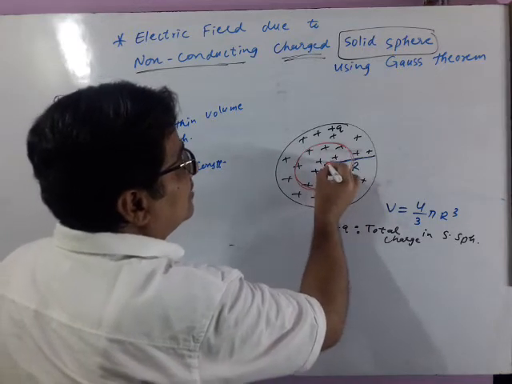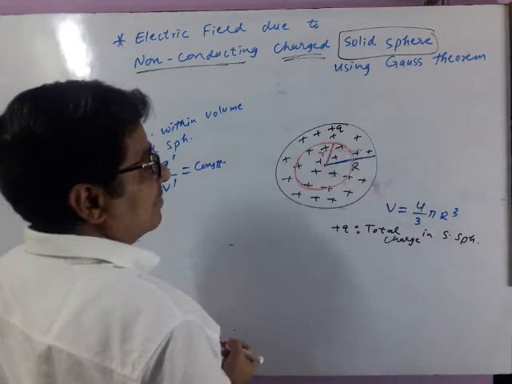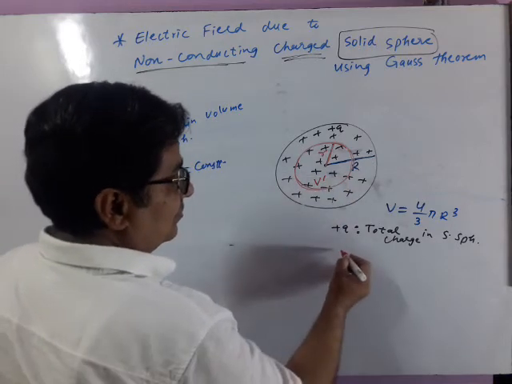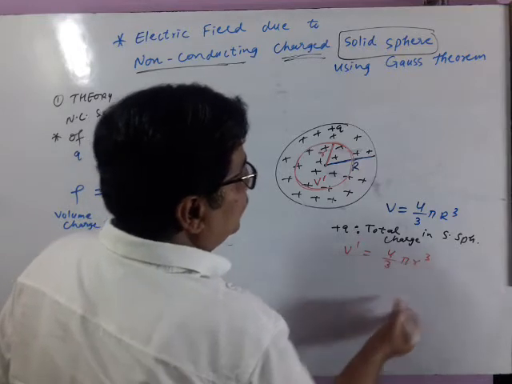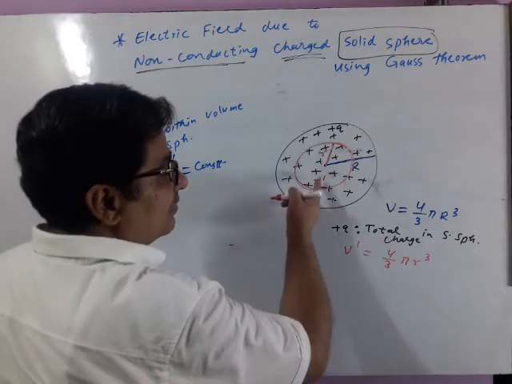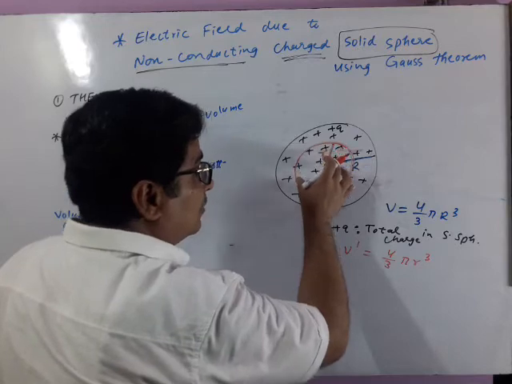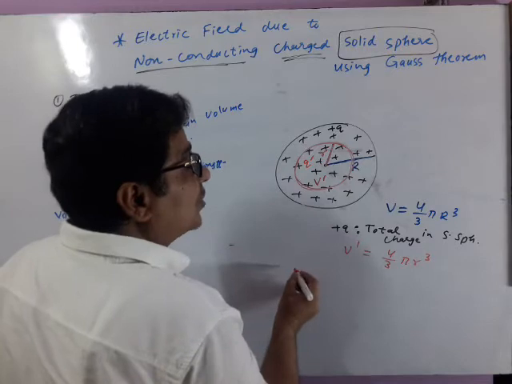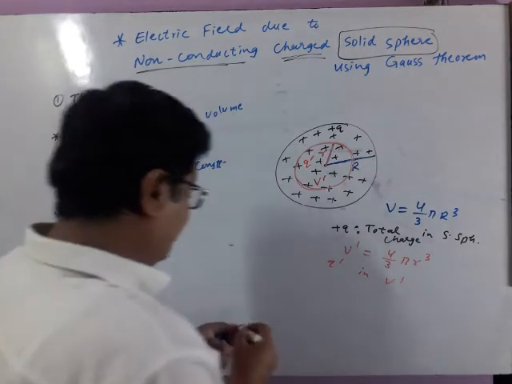This is some other distance, let us say smaller, some other volume. Let us say V dash, so V dash will be 4 by 3 pi r cube. Are you getting it? So this is a small radius, small volume. So uniform distribution says it will contain some other charge, Q dash. So Q dash is the charge in V dash volume.